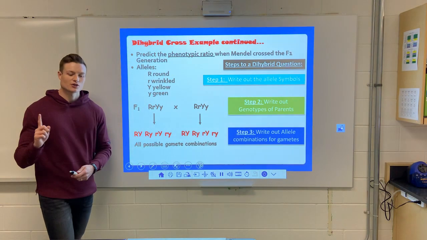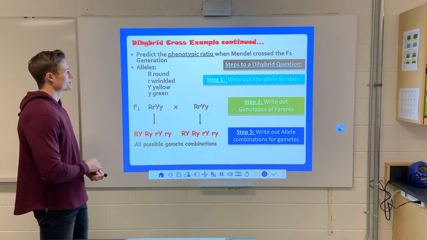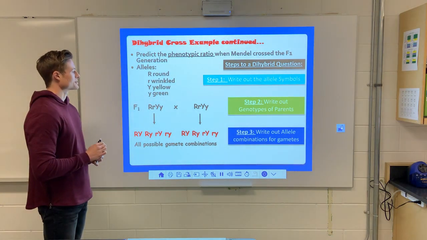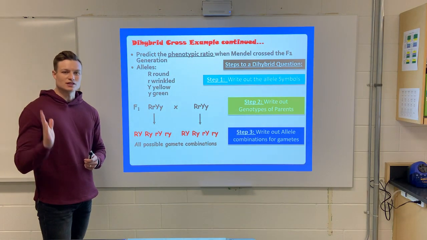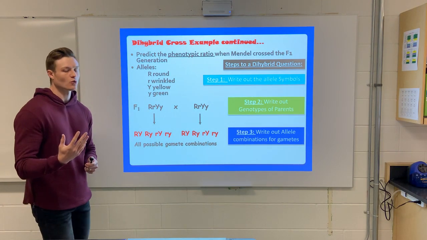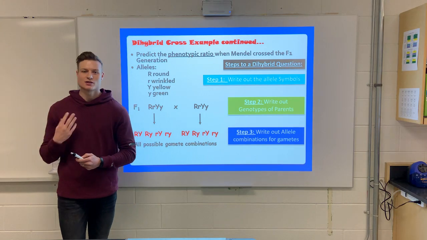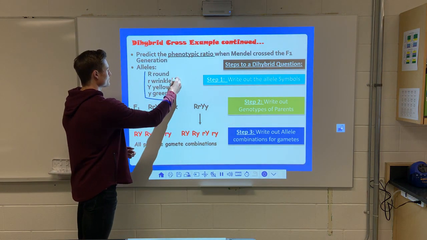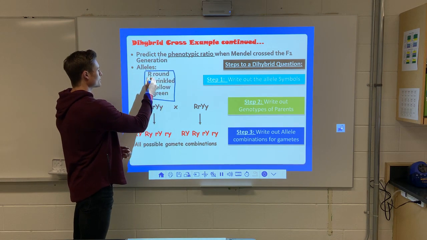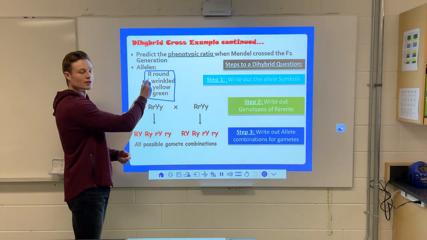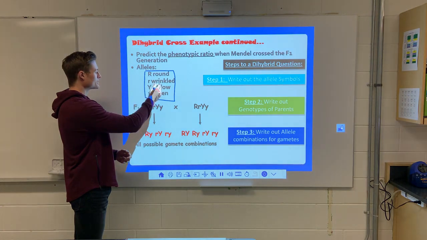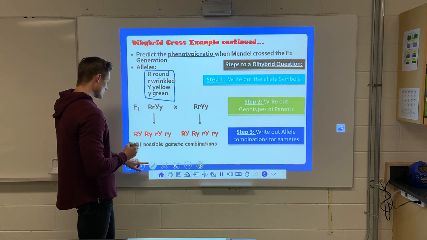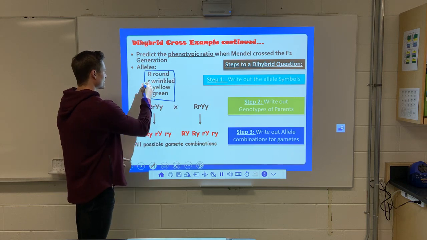When we do an F1 cross, this is where things get a little complicated. So I'm going to break this down into steps for you. Step 1, you want to write out your allele symbols. Now, I don't think you need to do step 1, but if you're having trouble organizing these problems, I recommend you do step 1. So what I've done here is I've written out my symbols, or a little legend for myself. So I know that big R is for round, little r is wrinkled, big Y is yellow, little y is green, and remember, these traits have nothing to do with each other.